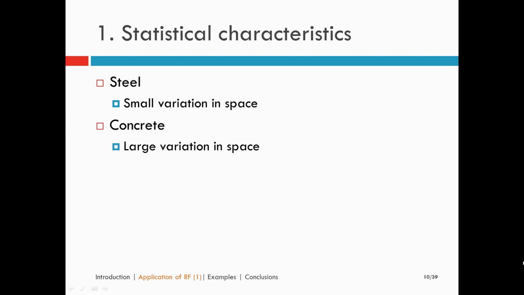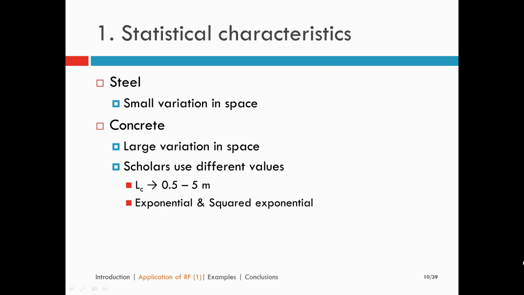If you look at the concrete, then there's a large variation in space. And if you look in literature, then different values are used for the correlation length or distribution type, whatever. Correlation lengths from 0.5 meter to 5 meters are found. Exponential and squared exponential correlation functions are used. The normal and log normal distribution type is used, and the coefficient of variation varied from 0.1 to 0.3. So quite large deviations, and this is still a work in progress.